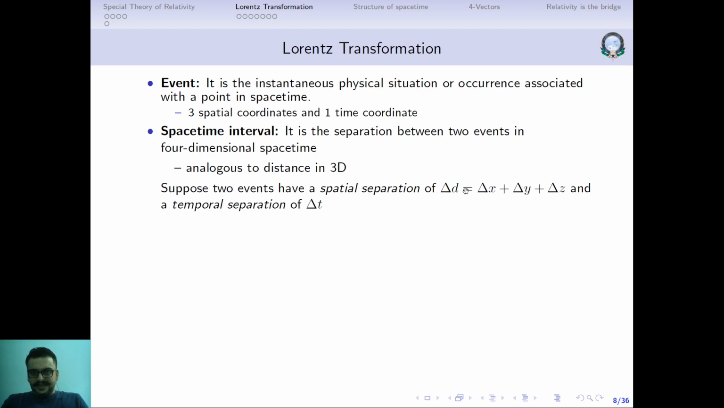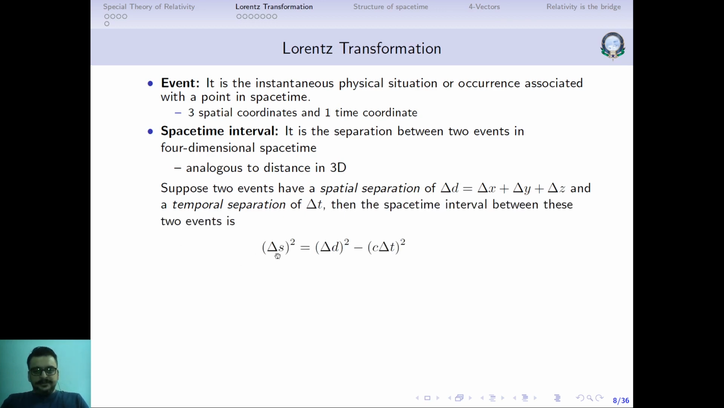Of course, I'm writing it in a much more haphazard manner over here. It's not like this. Delta d is actually equal to the square root of delta x square plus delta y square plus delta z square. So here I have written this just to stress that this delta d is basically a combination of all of this. And they have a temporal separation of delta t, that is, one takes place at one time, the other takes place after a time interval of delta t.